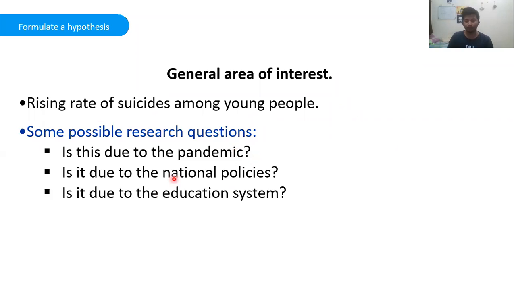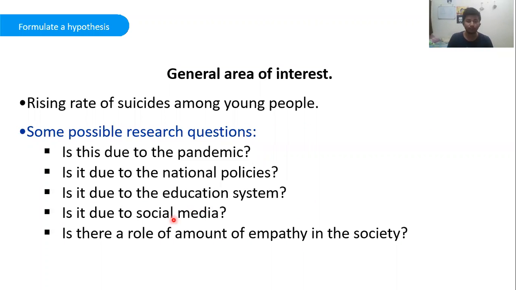Could it also be due to the education system, which is so toxic? Is it due to social media, or is there some sort of role in the amount of empathy that the society has, and so on and so forth? What you see is that from one idea we can get many. We can go in many directions, and whatever direction we choose, our research question will depend on it.